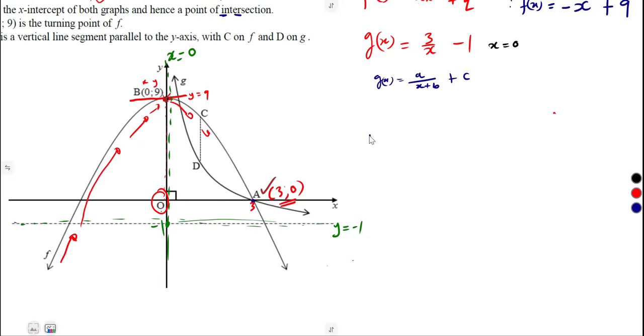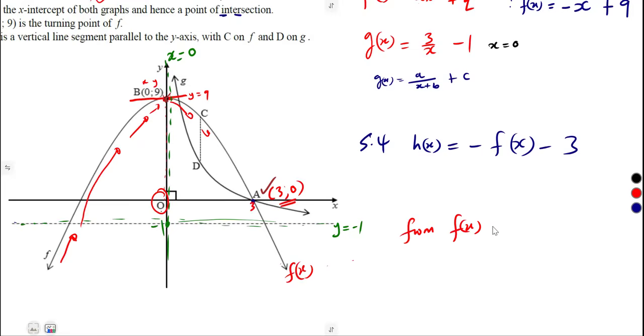analyze what you're given, guys. This is 5.4. There are so many ways. They said h(x), which is a new function. h(x) is a new function. h of x is equal to what? Minus f of x minus 3. So we want to calculate the turning point of h(x), which is our new function. We can work it from the original f of x. Remember our f of x, this original function, we have got its turning point from f of x. It follows that our turning point there is what? As given there, b is our turning point, 0, 9.